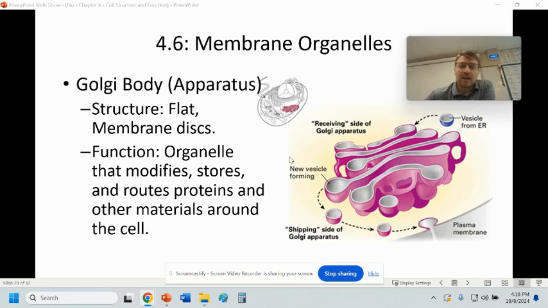The Golgi body is also membrane bound, which again means they have their own membrane, their own phospholipid bilayer. And basically what the Golgi body does is it modifies, it stores, it routes, it tags different things. This is basically just a big shipping center for the cell, where it's going to intake vesicles from the rough ER and smooth ER and ship them back out to different locations around the cell.